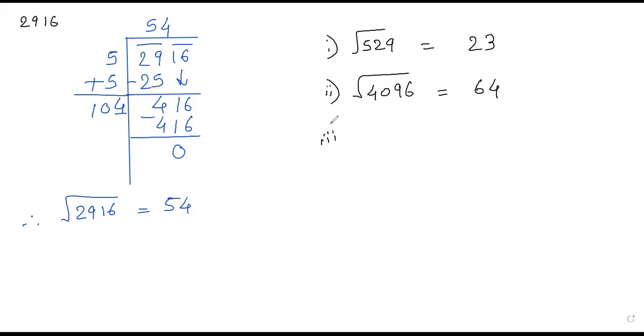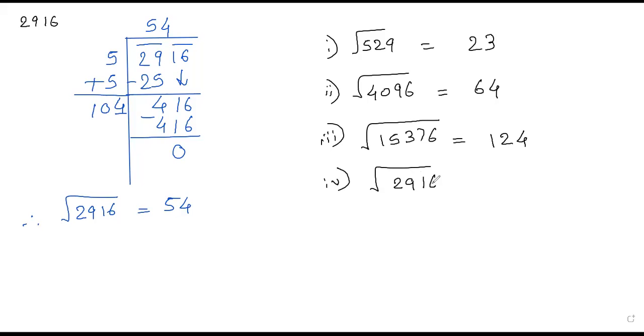Next, what did we find out? One more. 15376. What was the square root for this? 124. Correct? And just now we found out the square root of 2916 and the answer was 54. Am I right? Yes, sir.